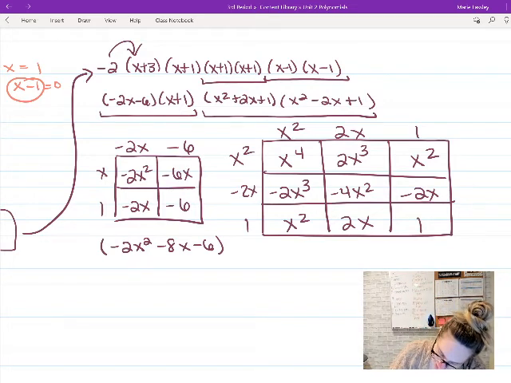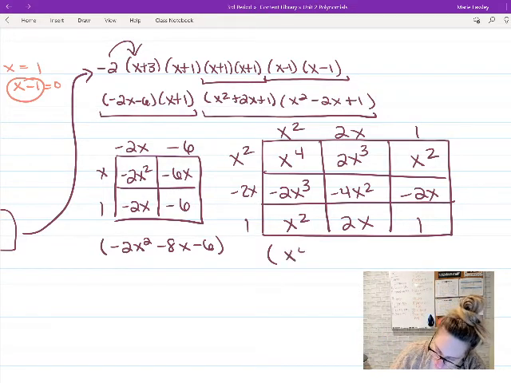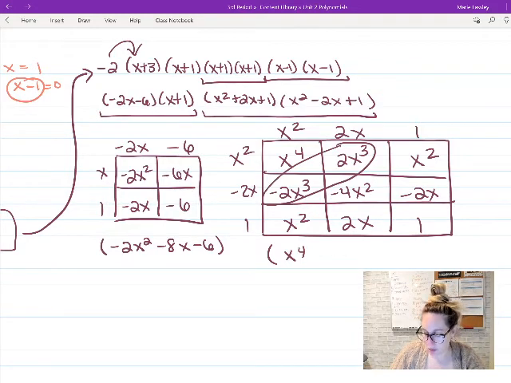All right, so again, I'm going to go through and combine like terms. Now this is nice because all the diagonals are what's going to be your like terms. So I have x to the 4th. These two are like terms, so I can combine those. −2x cubed plus 2x cubed is 0x cubed, so that's really nice.